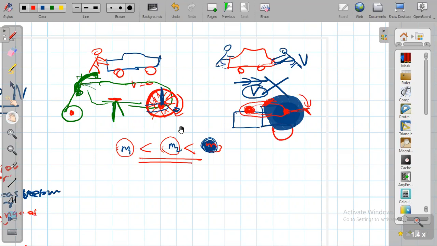Okay, understood? Write an example. A tennis ball which weighs some 40 grams and a cricket ball which weighs some 155 grams.